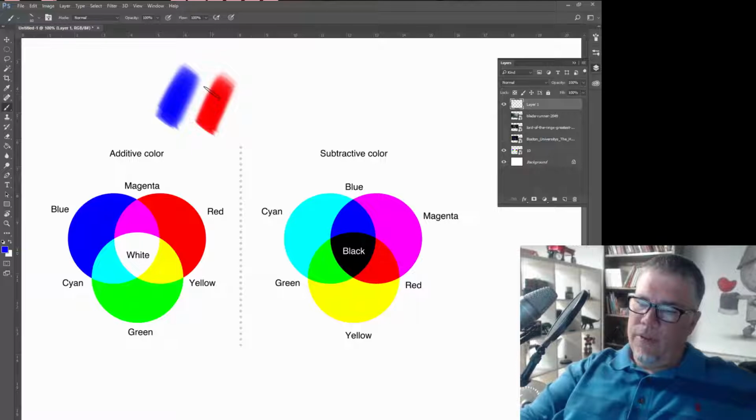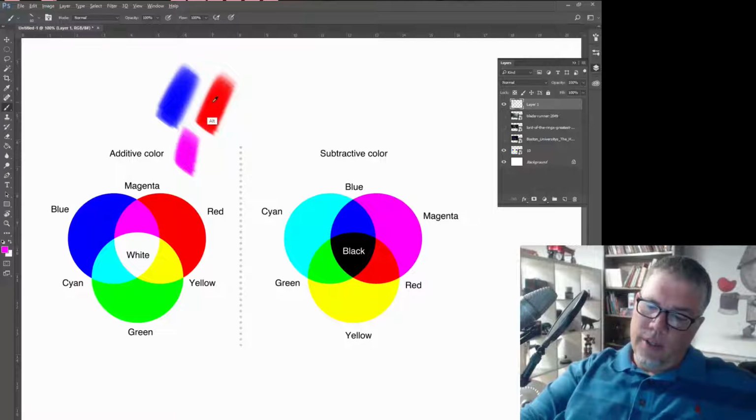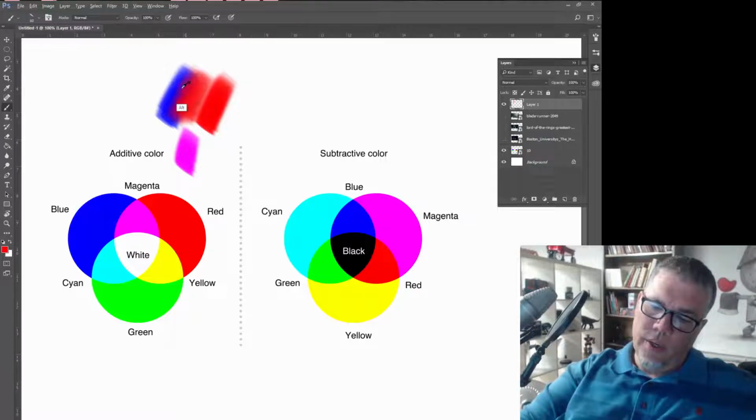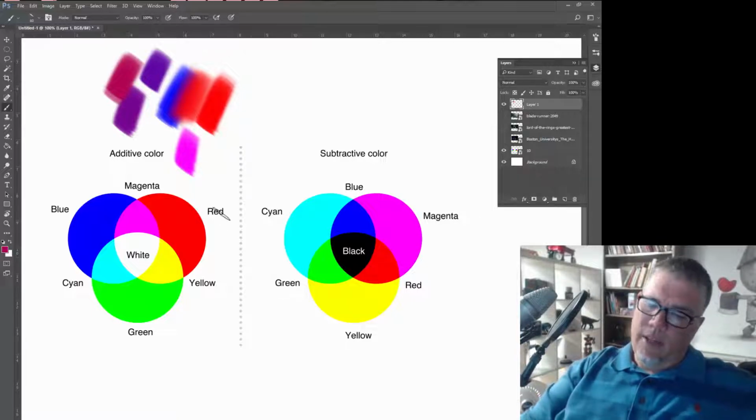So if this was light and we mix them together, we should get this magenta color right here, something like that. But you'll see that as I mix this over here, the color in between is not going to be that magenta. In fact, it goes darker. So it actually behaves totally different than light would actually work.